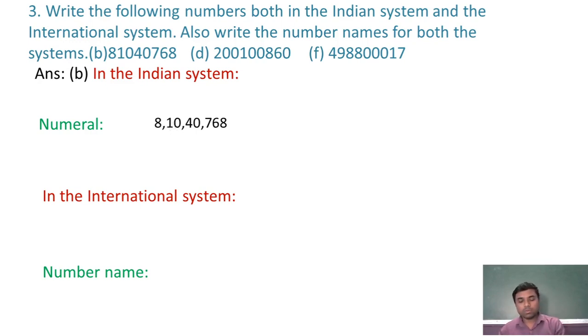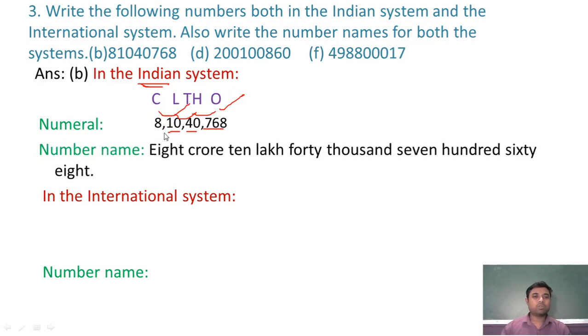How we will do? First you write these digits here. Then put commas. In the Indian system, first a comma after 3 digits, next after 2, then again after 2. So what will be the number name? This is ones, this is thousand, this is lakh, and this is crore. So the number name is 8 crore, 10 lakh, 40,768.